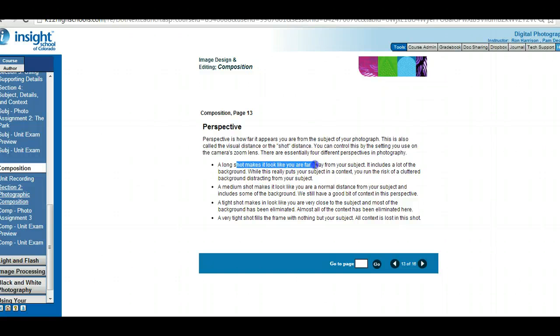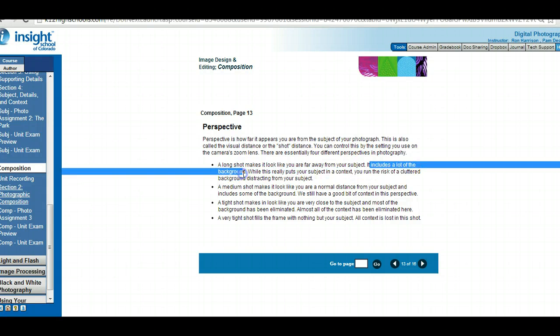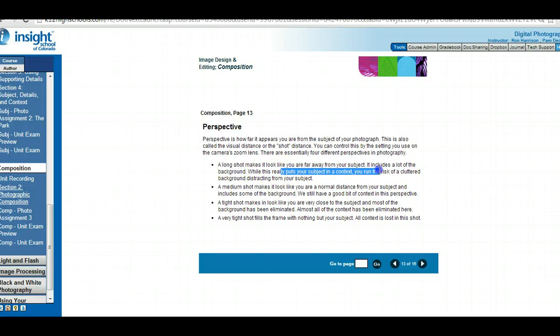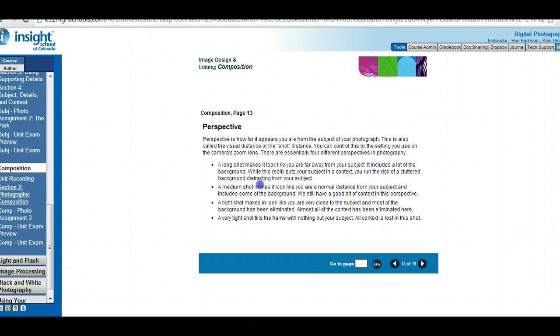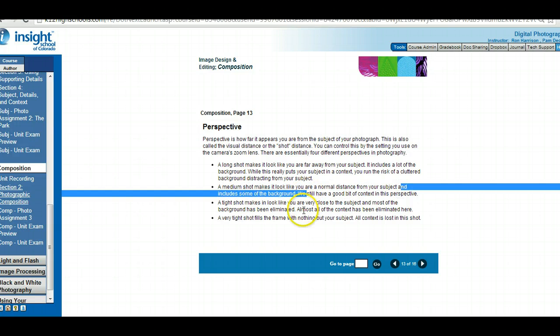So long shot makes it look like you're farther away. Long shots include lots of background, and it really puts your subject in context so you know exactly what your subject is doing, but the background can also be cluttered. Medium shot makes it look like your normal distance from the subject, includes some of the background, and there'll be some context within the picture.